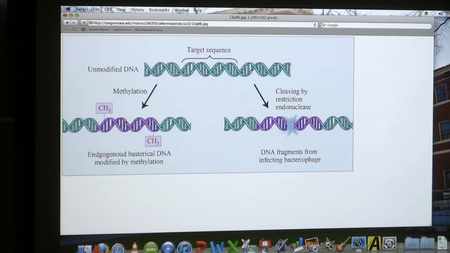This is showing you what I told you before. There's the unmodified DNA. Methylase hits it. There's the methyl group sitting on the bases there. And this guy will not be touched. Bacterial.